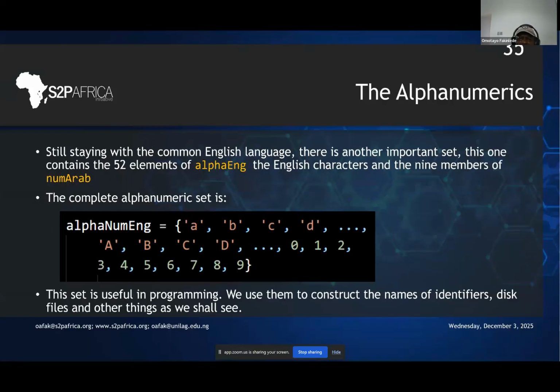Still stay with the common English language. There is another important set. This one contains the 52 elements of Alpha Eng and the 10 Arabic numerals. The complete alphanumeric set is this: A, B, C, D to Z, a, b, c, d to z, 0, 1, 2, 3, 4, 5, 6, 7, 8, 9. The set is useful in programming. We use it to construct the names of identifiers, disk files, and other things, as we shall see.